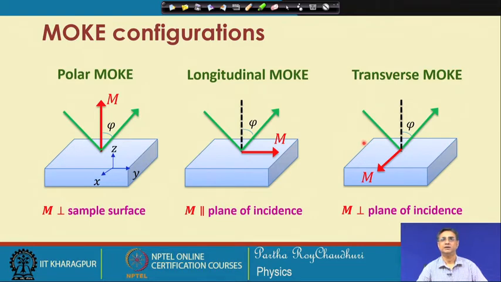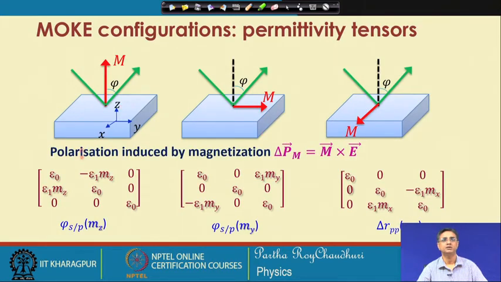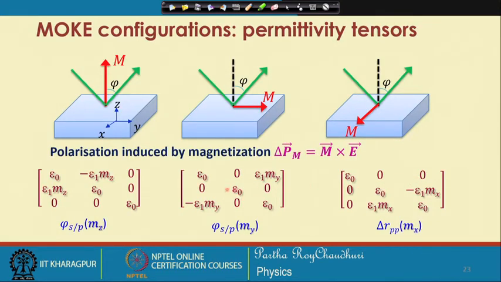The other configuration is the transverse MOKE configuration, in which the magnetic field is now perpendicular to the plane of incidence, and you have the optical beam which is incident here and reflected. So, these three effects are in general different. These are the corresponding permittivity relations which are used to analyze the properties of the reflected light in presence of the magnetization of the material in three different orientations.